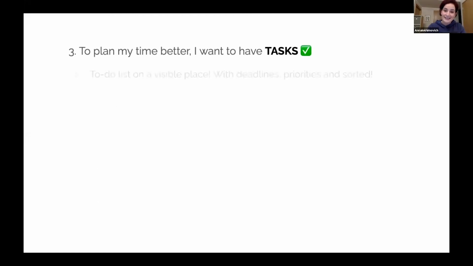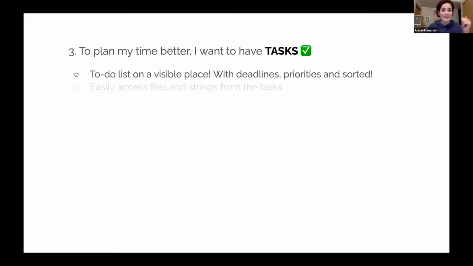Also, ideally, I would like to have tasks, okay? And I want my tasks to be prioritized. I want them to be sorted by deadlines, by priority, and I want to have them displayed at a very, very visible place in the UI without having to do 10 clicks till I get to my task list.